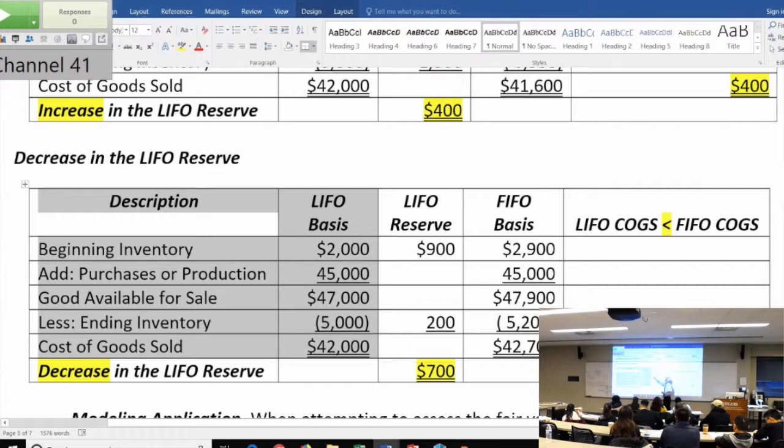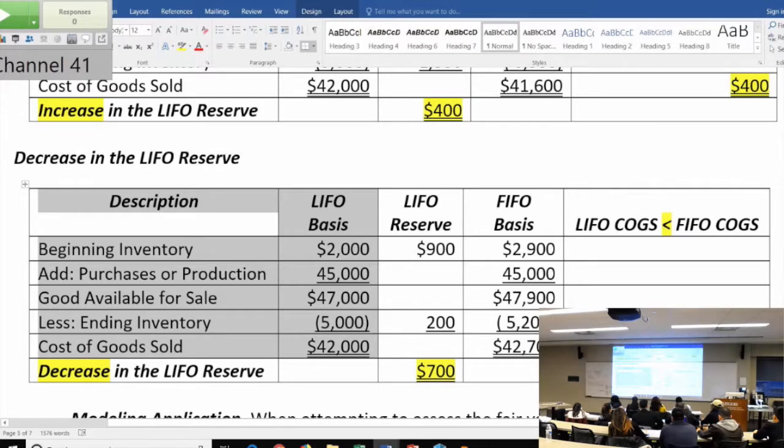You add the reserve to the beginning inventory, it's 2,900. That's the FIFO beginning inventory, and then ending inventory, add the reserve again. But notice what happens in this case. The cost of goods sold under FIFO is actually higher. So I want you to just make sure you note that in this case, the LIFO cost of goods sold is lower than FIFO, which doesn't normally make any sense if prices are rising.